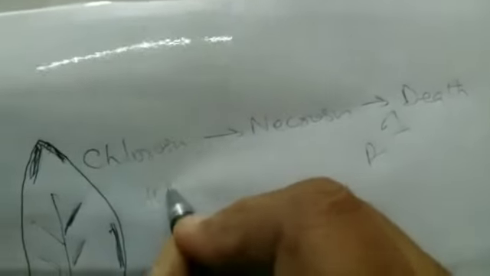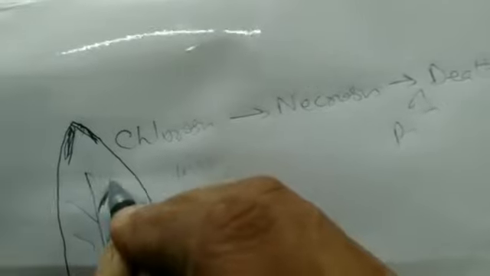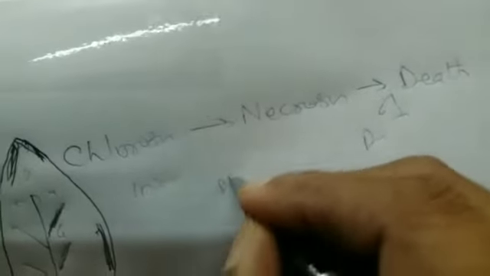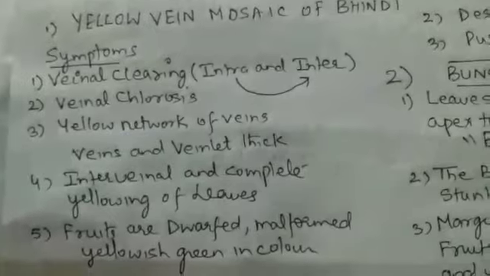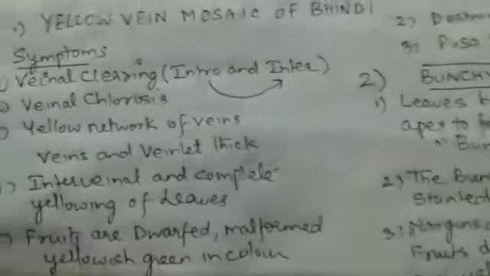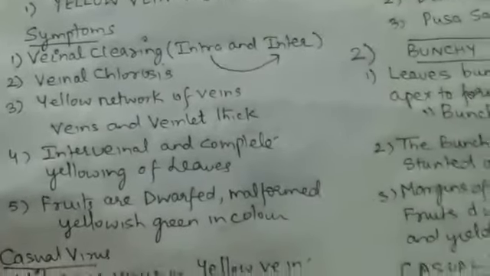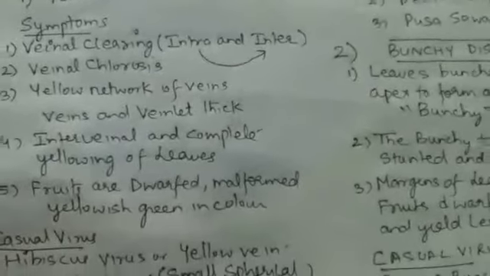It is called intra. When it started here, it gives green, yellow, and this green, yellow is called mosaic, right? First we have the venal clearing, that is intra, which is followed by the inter. Then venal chlorosis, because of which the leaves show mosaic, that is green, yellow, and then the veins and veinlets become thick. And this results in yellowing of leaves.